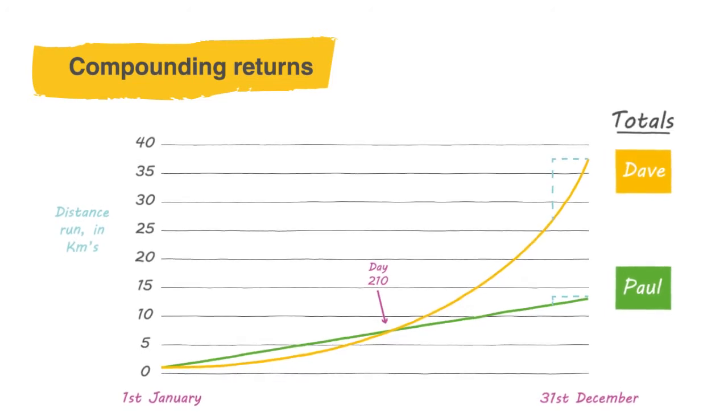Despite trailing for the first 209 days of the year, by the 31st of December, Dave has run 3,678 kilometres, whereas Paul has only run 2,579. This is the magic of compounding, and the same principle applies to the returns on financial assets, as well as liabilities.